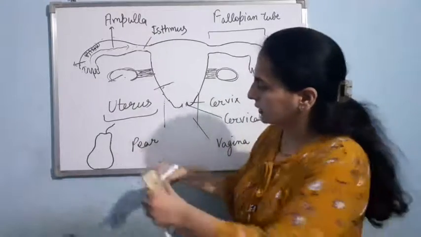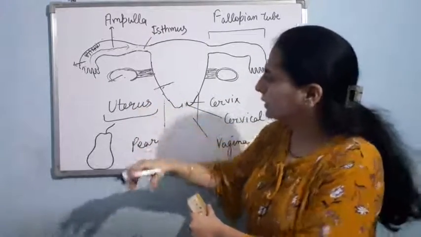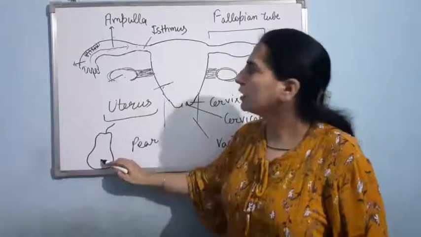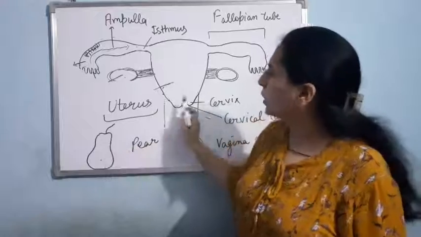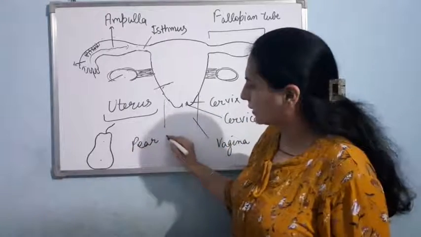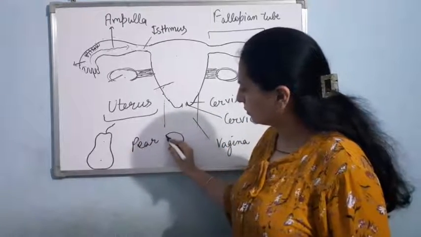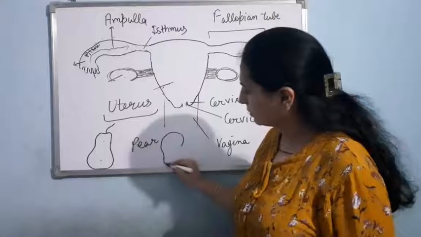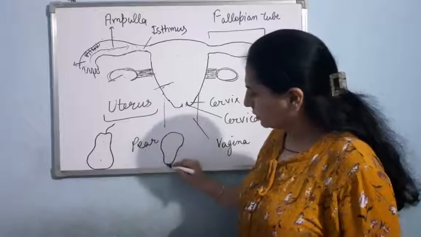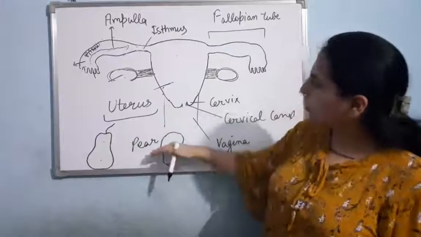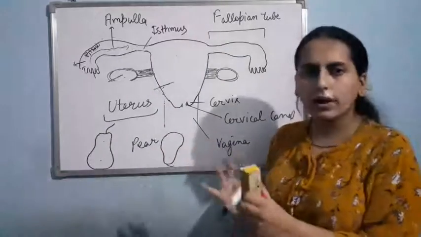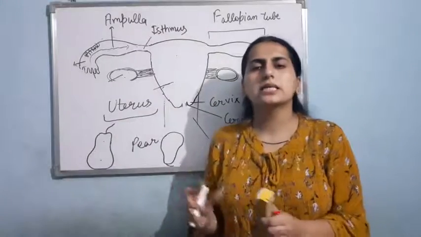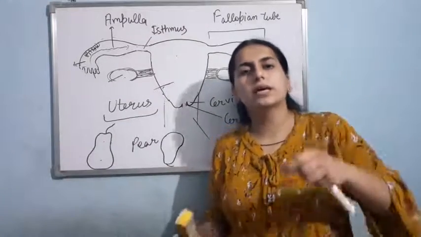Just invert it. If you invert it, the broader portion will come upward and the narrower portion will come downward. It will be somewhat like that. Right? The broader portion is upward and the narrower portion is downward. So the uterus is resembling the shape of an inverted pear.